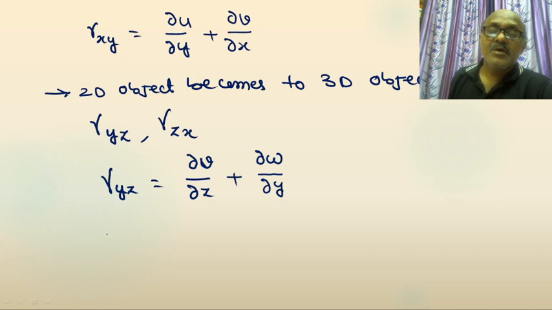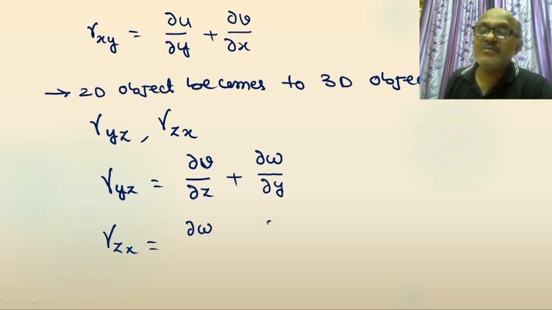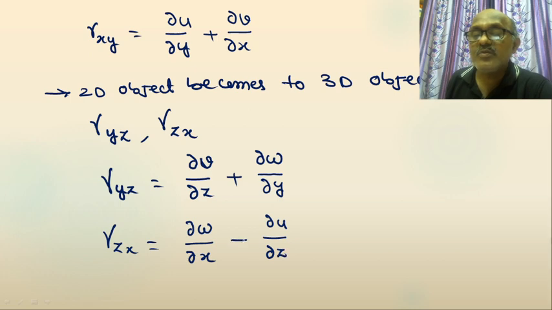Similarly, shear strain in the zx plane is equal to, z direction displacement is ∂w, x direction displacement is ∂u. Draw a line here. This u displacement is in the x direction, write down ∂x here. The w displacement is in the z direction, write down ∂z here, put plus here.